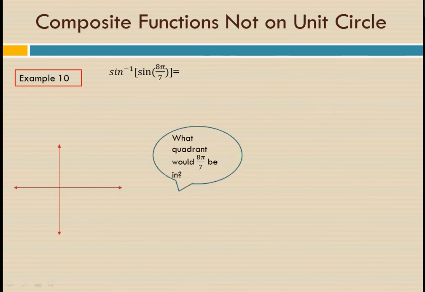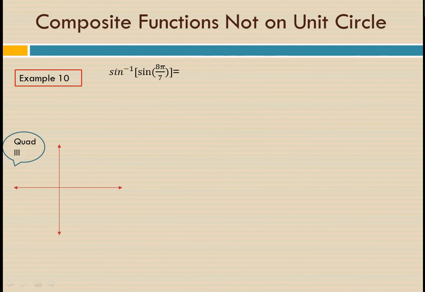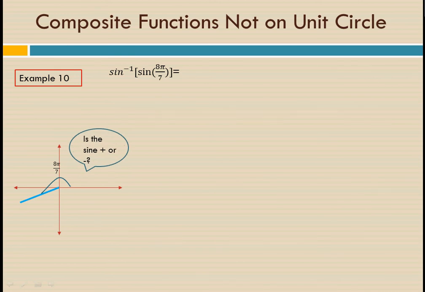So I popped up a coordinate plane. What quadrant would 8 pi over 7 be in? Well, like we just said, 8 pi over 7 is a little more than pi, so it would be in quadrant 3. Okay, so now what's the sign in quadrant 3? Not the sign, but the sign of the sine. Is it positive or negative in quadrant 3? The sine is negative in quadrant 3.